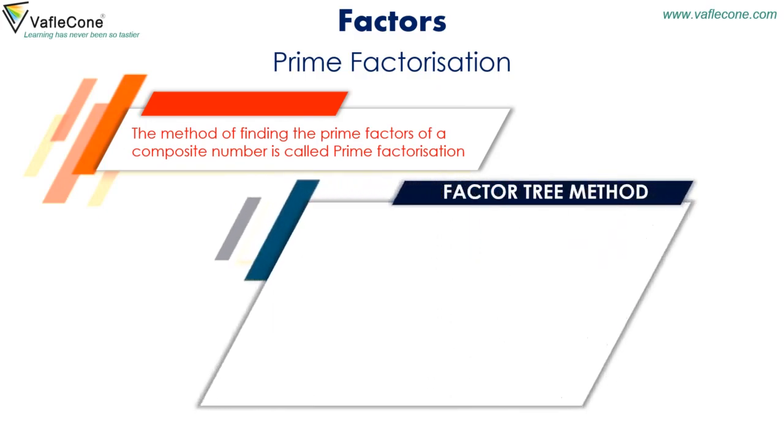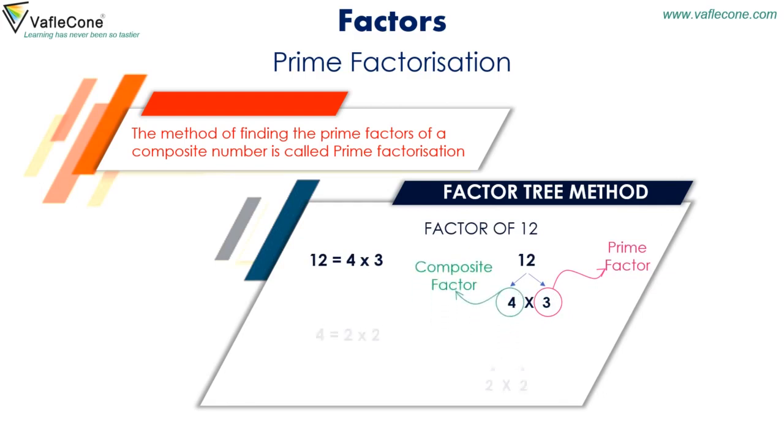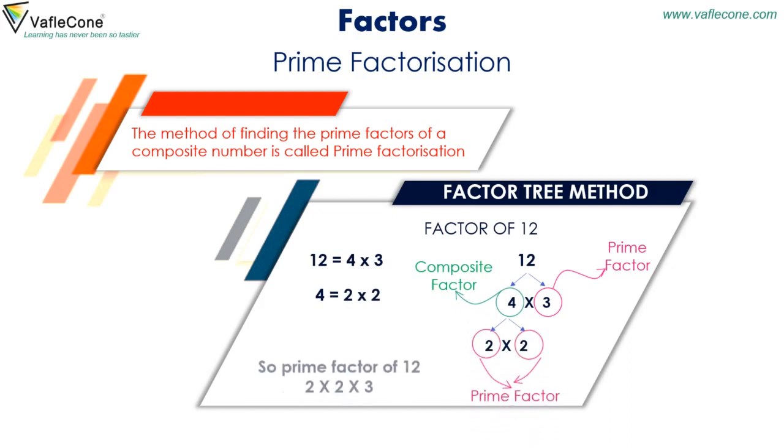Factor-tree method. Factors of 12. 12 is equal to 4 into 3, where 3 is the prime factor and 4 is the composite factor. Then 4 is equal to 2 into 2, where both 2s are prime factors. So the prime factorization of 12 is equal to 2 into 2 into 3.